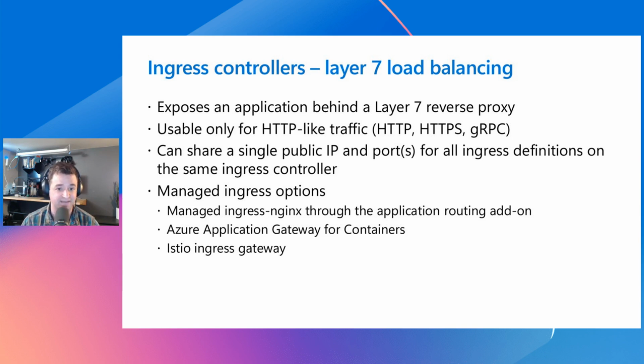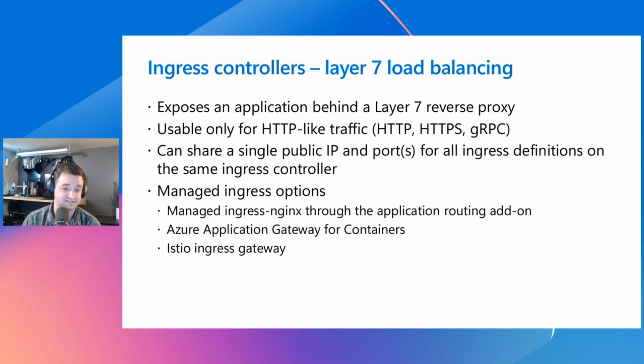The other option is ingress controllers, and this is for layer 7 load balancing. So this exposes an application behind a layer 7 reverse proxy. This is usable only for HTTP-like traffic, so HTTP, HTTPS, gRPC, other things like that. Now you can share a single public IP and ports for all ingress definitions on the same ingress controller, which is helpful and simple.